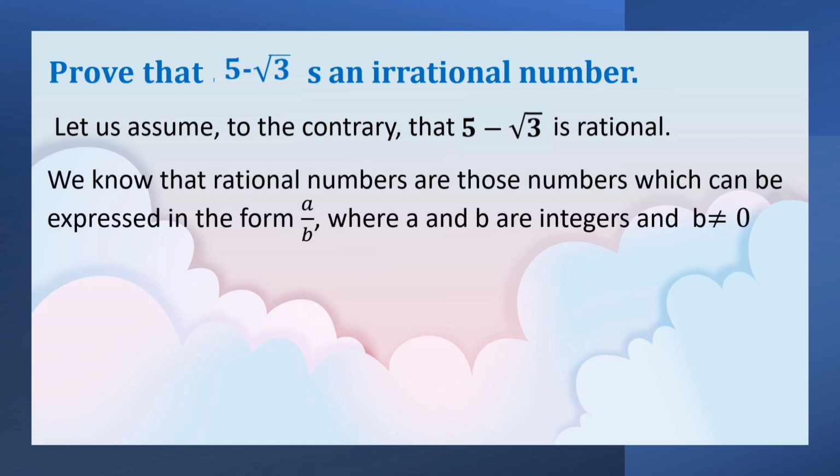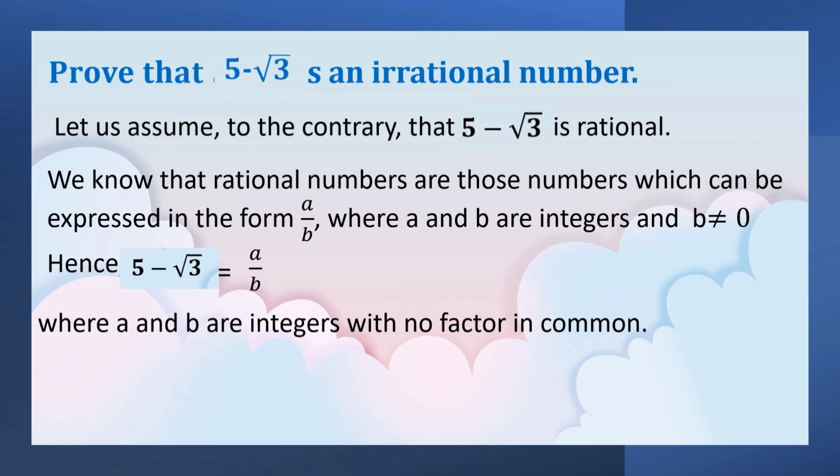We know that rational numbers are those numbers which can be expressed in the form of a by b, where a and b are integers and b is not equal to 0. So now we can write 5 minus root 3 is equal to a by b. Then we had written 5 plus root 3 is equal to a by b. But now we have to write that 5 minus root 3 is equal to a by b, where a and b are integers with no factor in common.